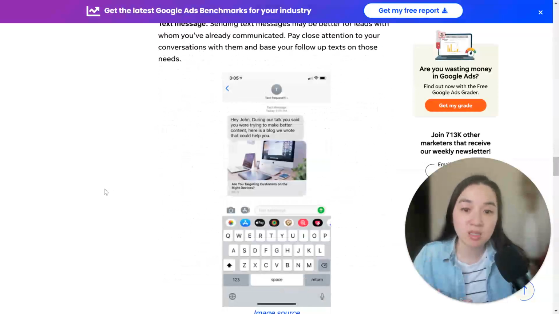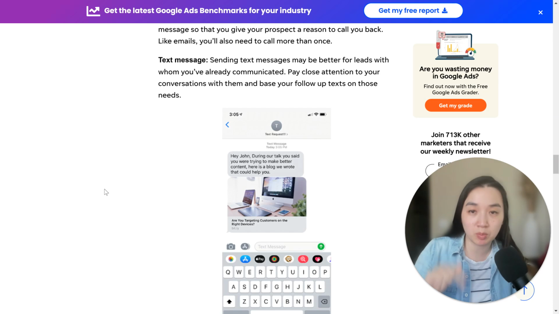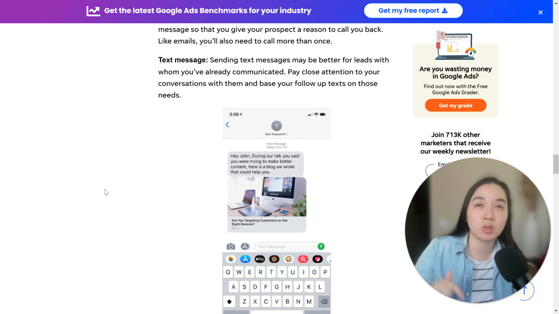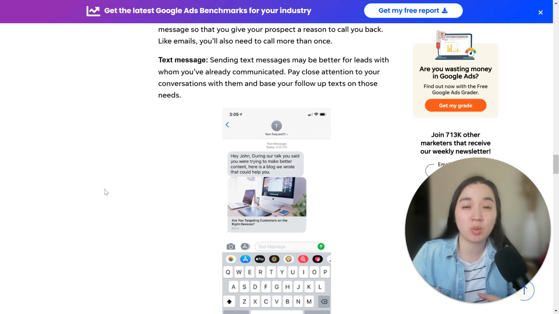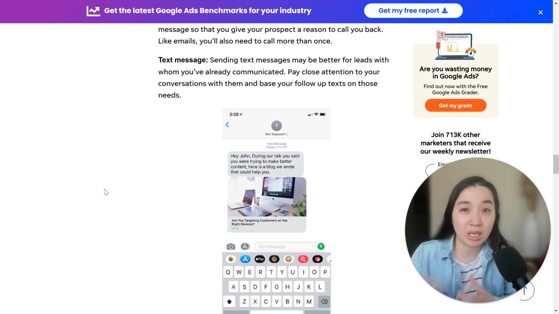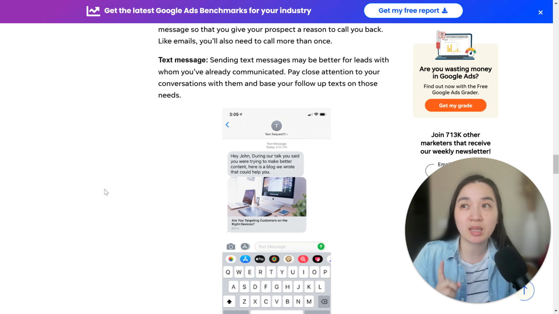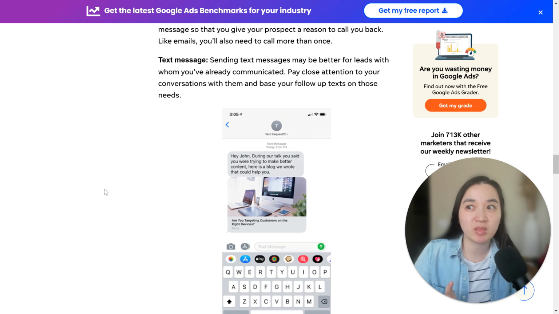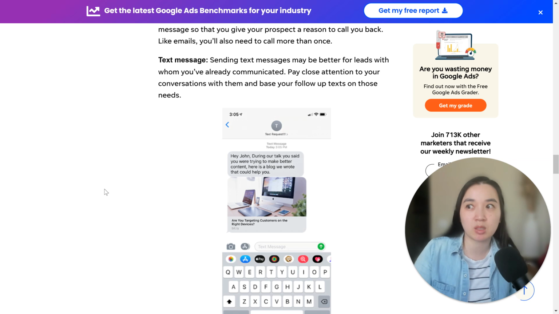I actually love texting. The only challenge with texting is you need to get the user's permission to opt into communication from your company before you can text them. Sending text messages is a really great way to communicate with people. It's a more intimate way of communicating. However, one thing that might be a little off-putting for some people, especially in B2C, is getting a lot of consistent text messages from you.